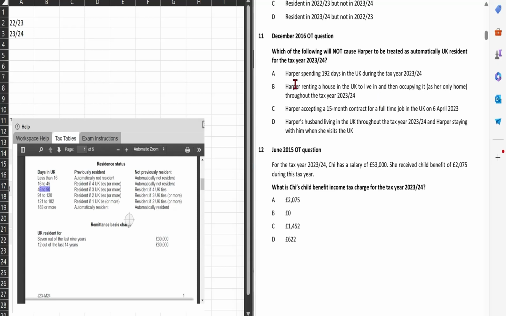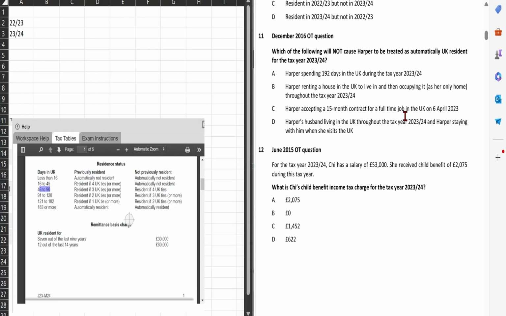So basically, Harper spent 192 days in the UK. I'm going to say Harper had spent 192 days, so it's more than 183 days. So the condition has been met in this case, so it will cause Harper to be treated as automatically UK resident. Next, Harper renting a house in the UK to live in and occupying it as her only home throughout the tax year 2024. As I said, individuals should live for at least 30 days in the UK with the only home in the UK, and in this case the only home is in the UK, so she will be treated as automatically UK resident.